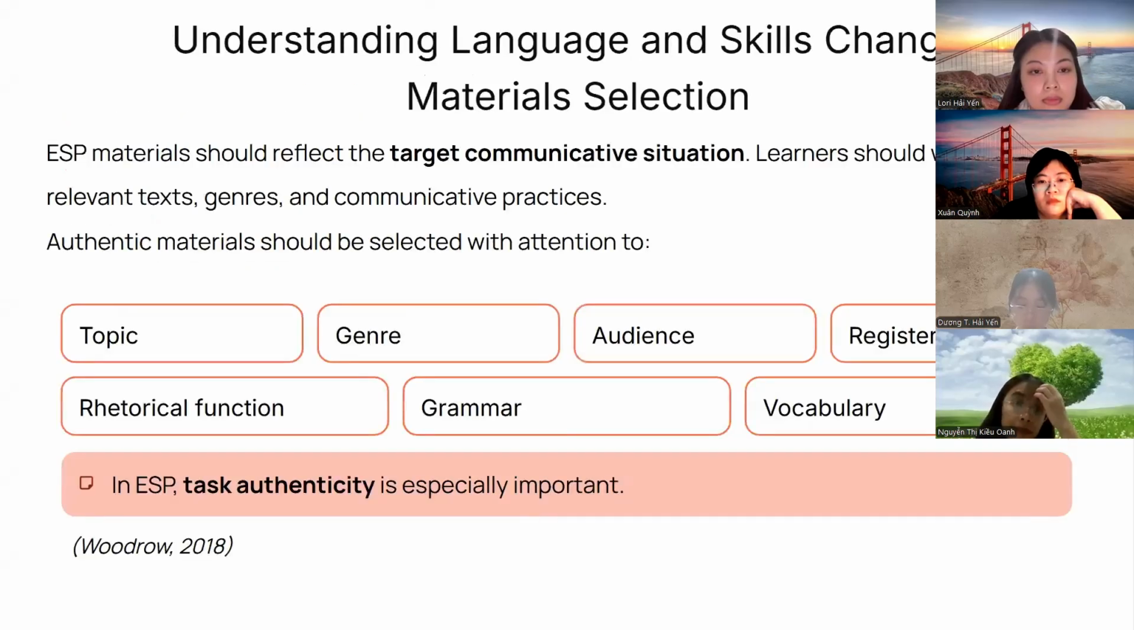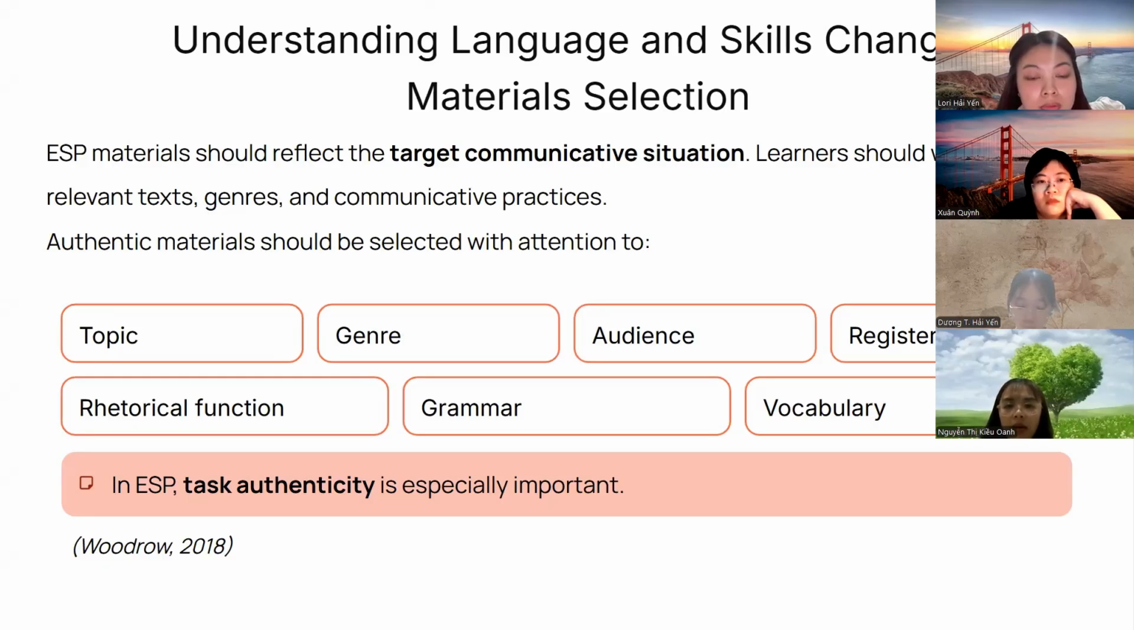Next slide, please. ESP implications: material selection. The second implication is material selection. ESP material should reflect the target communicative situation as closely as possible. This means learners should work with texts, genres, and communicative practice that are relevant to their field.